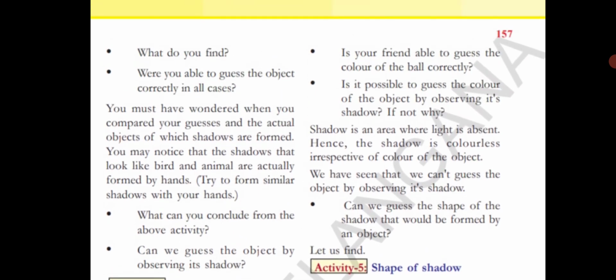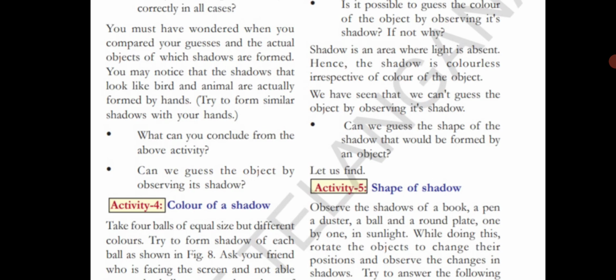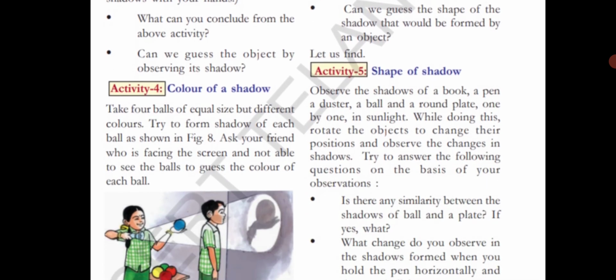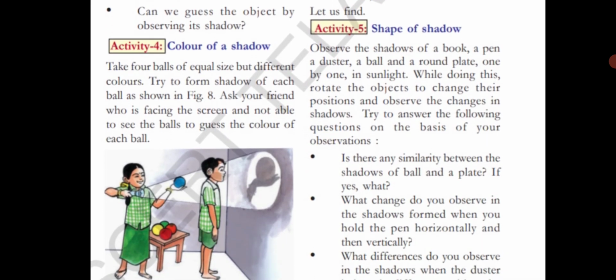What do you find? Were you able to guess the object correctly in all cases? Yes, but in fingers, different. You must have wondered when you compared your guesses and the actual objects of which shadows are found. You may notice that the shadows that looked like a bird and animal are actually formed by hands. Try to form similar shadows with your hands. What can we conclude from the above activity? Can we guess the object by observing its shadow? You can make a mistake. We can't always.